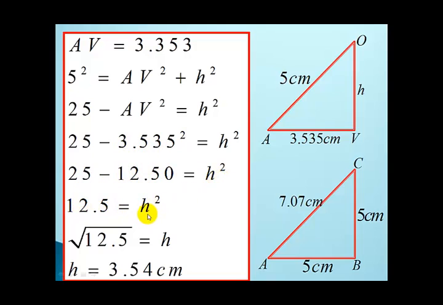Now we are solving for H, so we take the square root of both sides. We take the square root of 12.5, and that will give us 3.54. When we take the square root of H square, we are left with H. That means that finally we have H is equal to 3.54 centimeters. So the height of the pyramid is 3.54 centimeters.